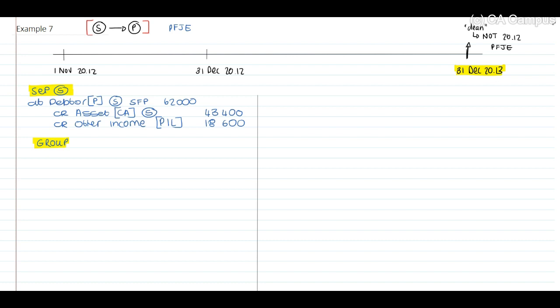Therefore, guys, in our group, we will now have to take out this other income. We will have to take this out. Very important. And to take it out, we will then debit our other income. Remember, we are still busy with 2012. And this will be in our profit and loss of 18,600.